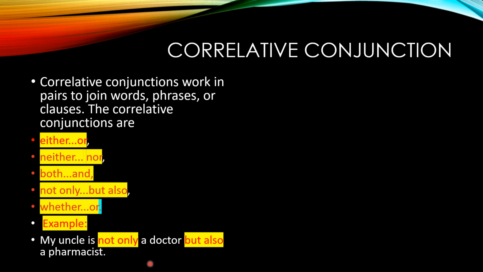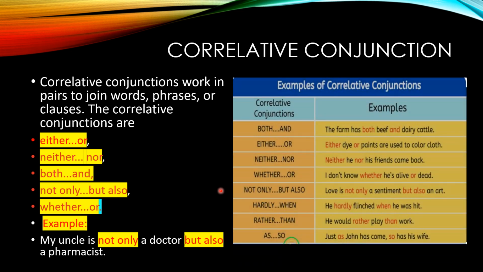For example, I'm using this pair, not only but also. So my uncle is not only a doctor but also a pharmacist. So whenever you want to say that my uncle is not only a doctor but is also a pharmacist, then we can use not only but also as a pair. So whenever we are using conjunctions in pairs like the ones I have mentioned here, then they are correlative conjunctions. You can also go through the example I have mentioned here in the image. So I hope you will understand in a better way.